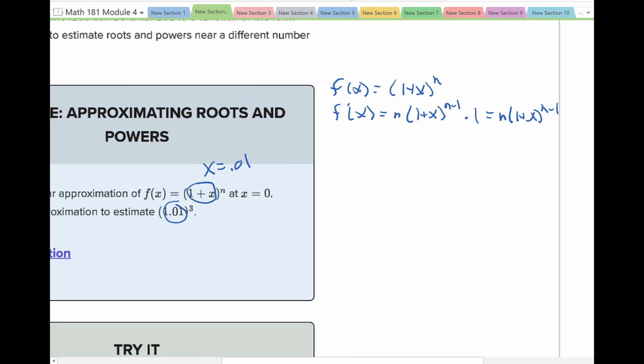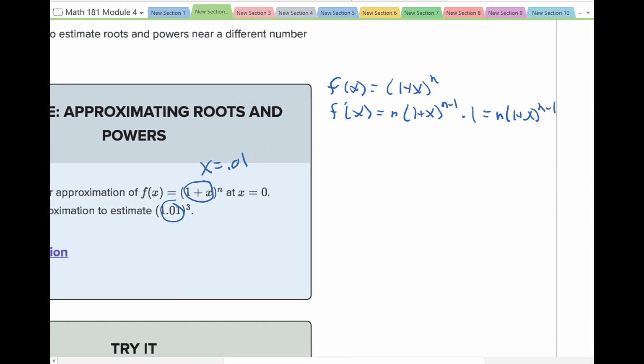X is 0. Well, for the approximation, it's 0.01, but let's go through this. So our f of x would be approximated by (1 plus 0 to the n power). So this is the original function, and it's near 0. 0.01 is near 0. That's why I put in a 0 there. That's the part that kind of threw me off on this.